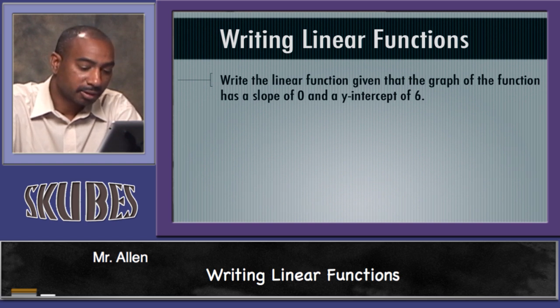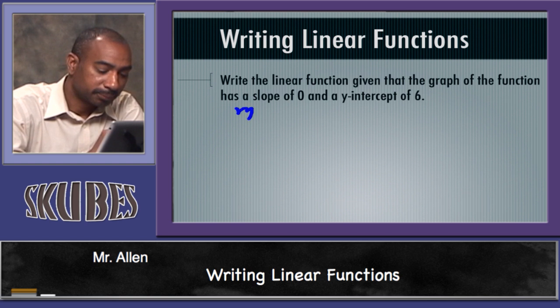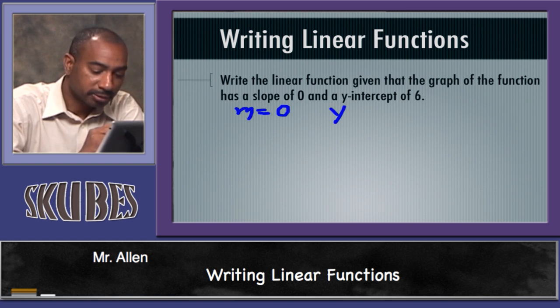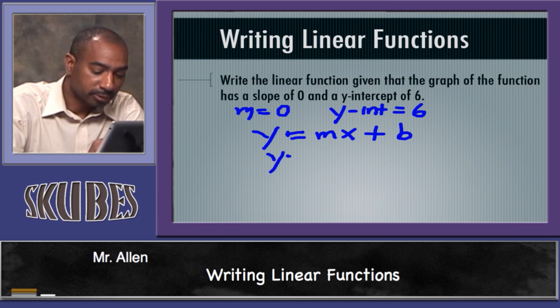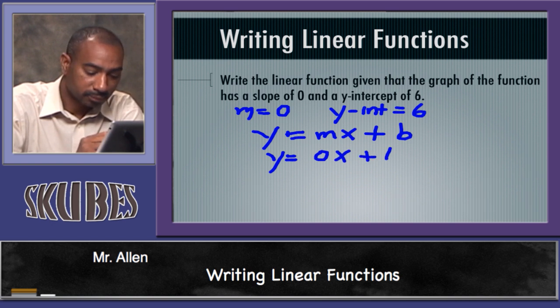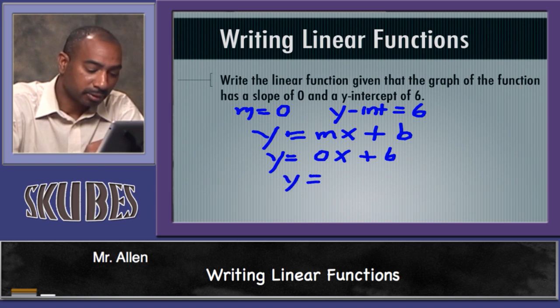Write the linear function given that the graph of the function has a slope of 0 and a y-intercept of 6. So this time we know the slope is 0 and the y-intercept is 6. So we're still going to use y equals mx plus b. So we have y equals, well, the slope is 0, so we have 0 times x. Y-intercept is 6. But 0 times any number is 0. So you have y equals 0 plus 6, which simplifies to y equals 6.